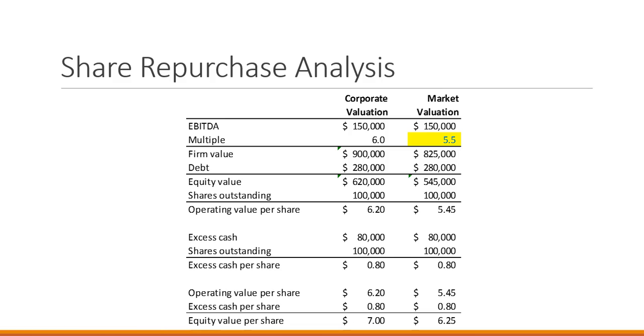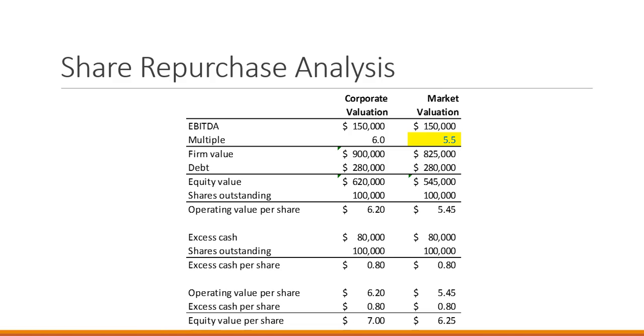We're using a multiple of 6, and we believe that we have perhaps better prospects for the future or more stable performance than the market is giving us credit for. Therefore, they're using a slightly lower multiple, and as we work through the valuation, that results in a lower share price. Currently, our shares trade at $6.25 per share. We believe the correct valuation is $7 per share. This is a buying opportunity.